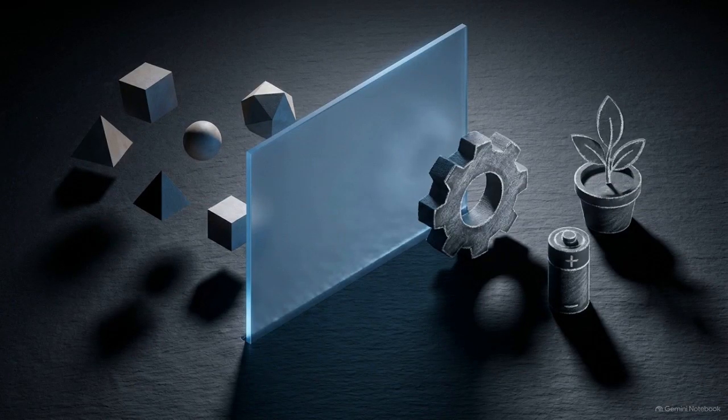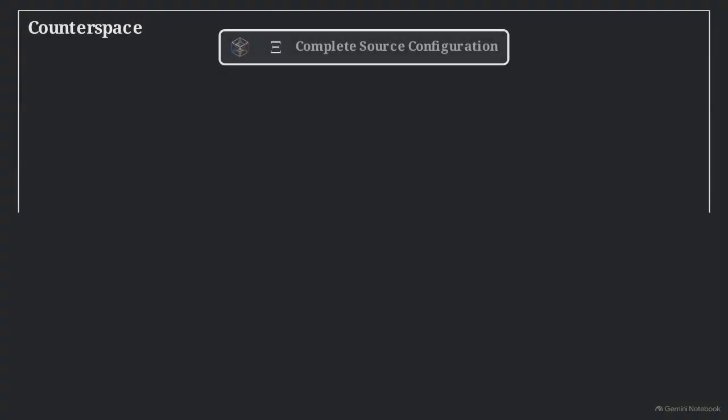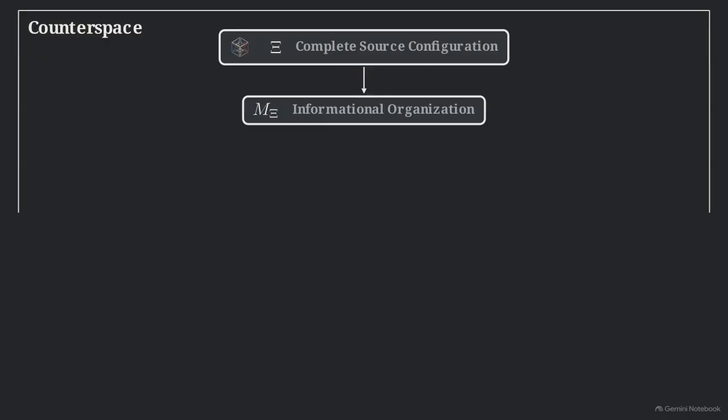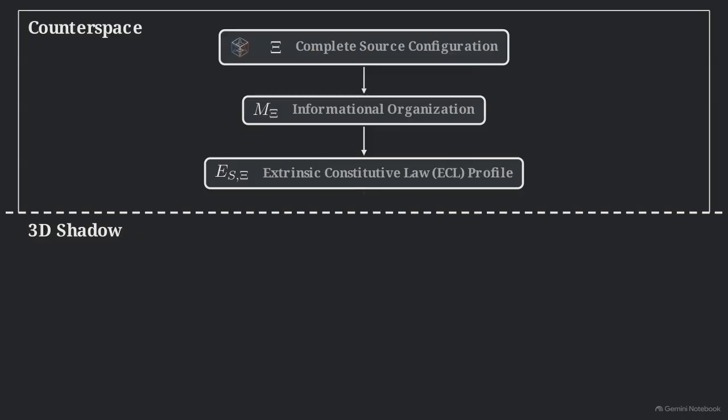To prevent category errors between the 4D source and 3D observations, the framework relies on a rigid mathematical firewall. We must separate the territory from the map. Step 1 is the complete source configuration, designated chi. This exists entirely within the counterspace. Step 2 is the informational organization of that source, a non-experiential translation of the raw data. Step 3 applies the extrinsic constitutive law profile. This is the specific mathematical map allowing that source content to become readable across the boundary into our observable domain.